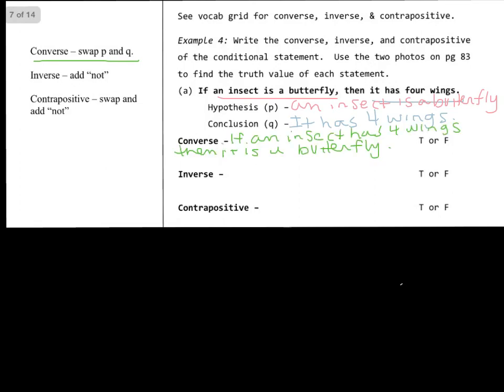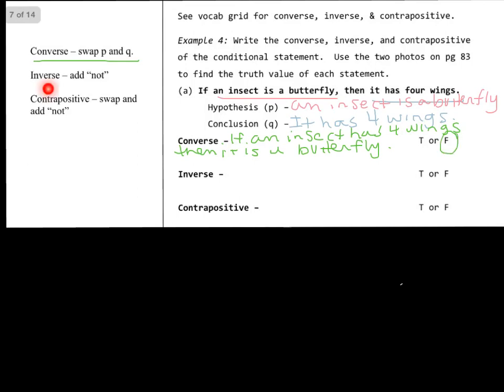So all I did right here was I took Q, it has 4 wings, and I put that first. So if an insect has 4 wings, then, so now P, it is a butterfly. So now I have my converse. Now I need to determine if that is true or false. So remember, if it is false, then you can come up with a counterexample. So a moth is an insect with 4 wings. So that means that my converse must be false.